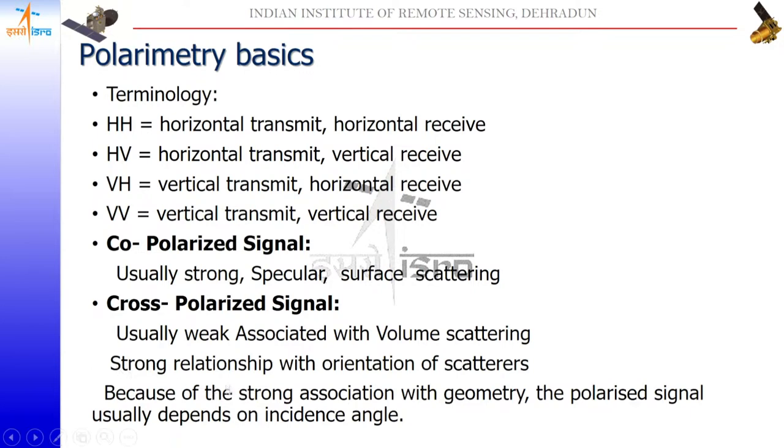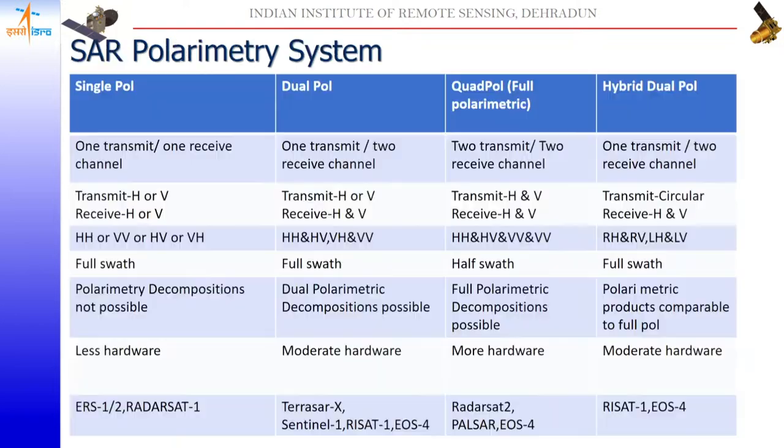It has a strong relationship with the orientation of scatterers. Because of the strong relationship with the geometry, the polarized signal usually depends on the incidence angle. So polarimetry basically depends on how the target is oriented. It means if we are sending H and the orientation is not in the horizontal direction, it will change the polarization state of the signal, and we can deduce the orientation of any feature on the Earth's surface.